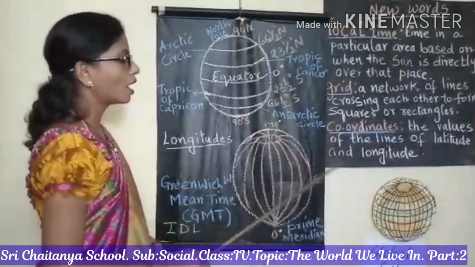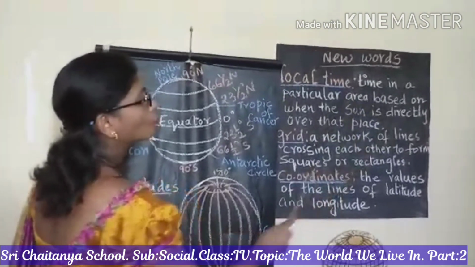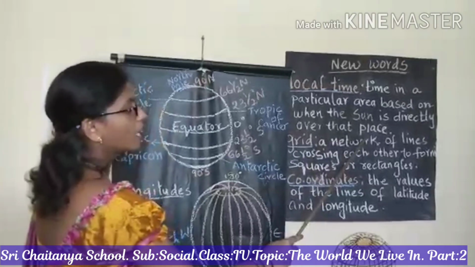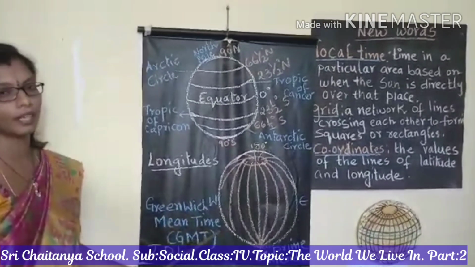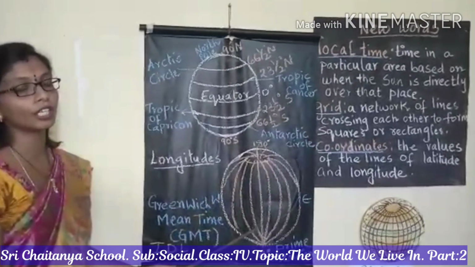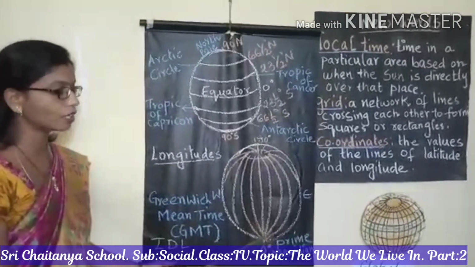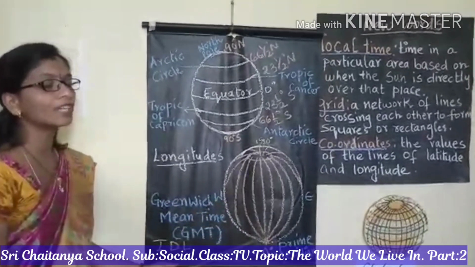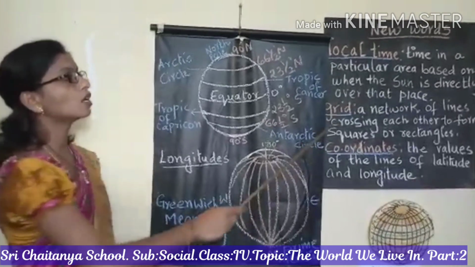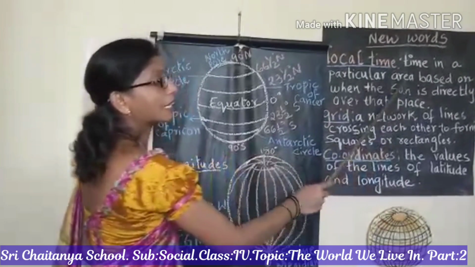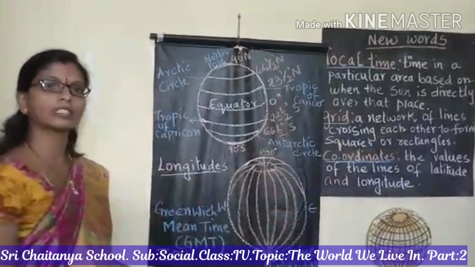Now children, let us know local time. Local time is the time in a particular area based on when the sun is directly over that place. And where did we learn about this local time, children? When we were finding out the Greenwich Mean Time. The 0 degree longitude passes through the town Greenwich. It is regarded as the 0 degree or prime meridian. And the local time of that Greenwich is regarded as Greenwich Mean Time. And what is this local time? The local time is nothing but the time in a particular area based on when the sun is directly over that place. Is it clear, children?